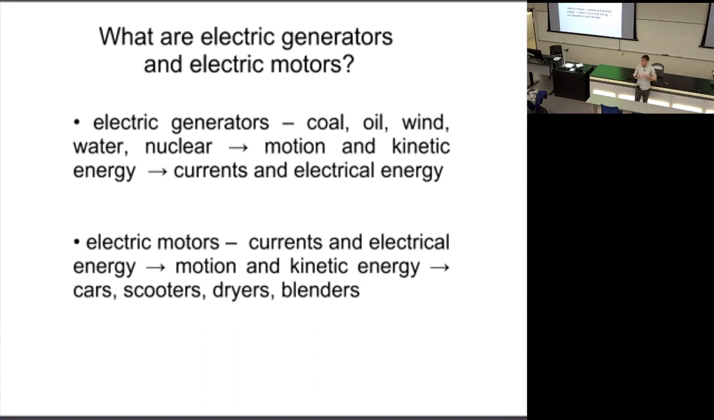Common to all those examples, from the fossil fuels through the renewable wind and water to the nuclear, common to all of them is that they actually turn motion, so kinetic energy, into currents, electrical currents, electrical energy. And so that's what an electrical generator is, really. That's our notion of electrical generator. It's something that turns motion, kinetic energy, into currents, electrical energy.